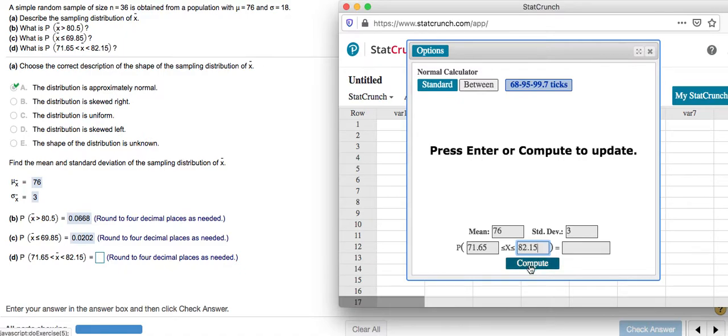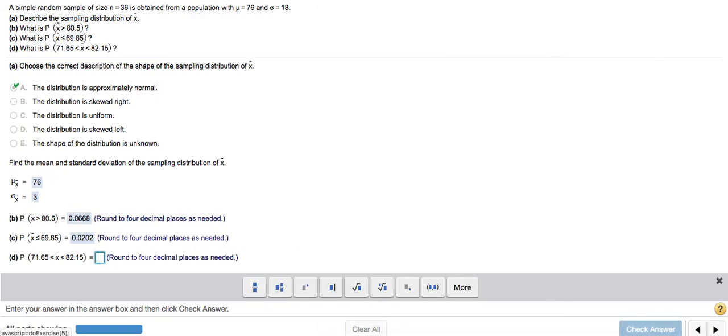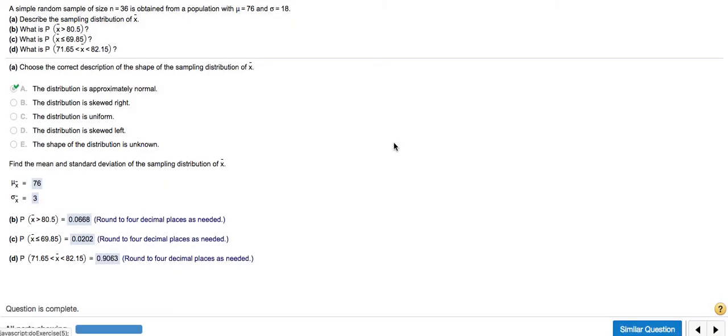Okay, if I click compute, I can even see the graph of it up here, but this red area represents the probability between 71.65 and 82.15. Again, rounding to 4 decimal places, I get 0.9063. Okay, I'll check my answer. And that is everything that we need for this question.